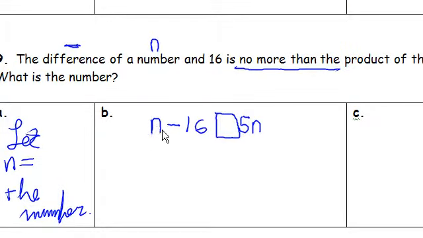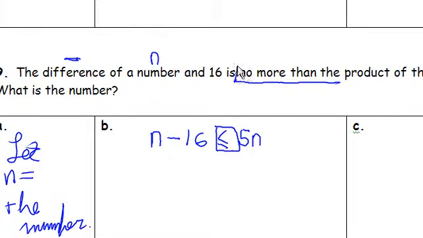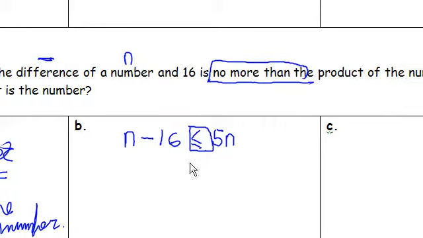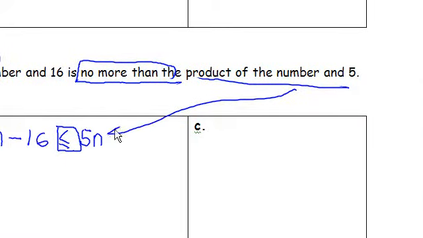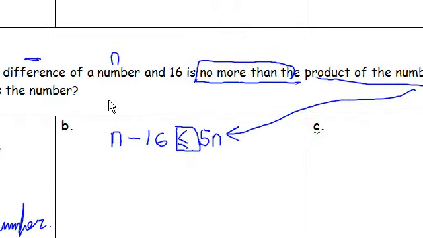So the difference of a number and 16 is no more than, so that means that the difference has to be less than or equal to 5n, because all we know is that it can be no more than. So it could be equal to it, but it can also certainly be less than the product of the number and 5, which is 5n.